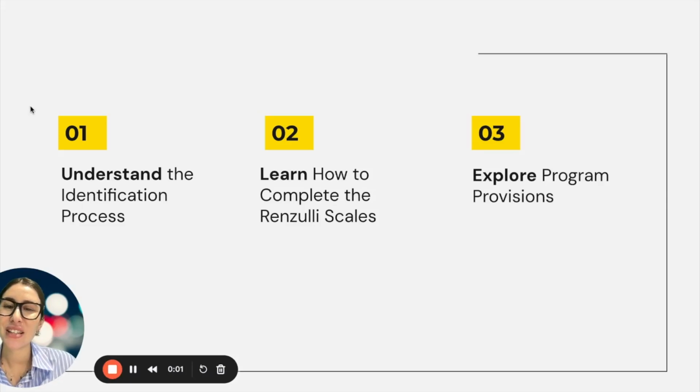Hello teachers, in this video I'll walk you through the Gifted and Talented Program identification process at BBS and how to complete the Renzulli scale survey in order to either identify or rate a student for the program. By the end of this video you should be able to understand the identification process that we currently have, learn how to complete the Renzulli surveys, and finally explore the different program provisions that we have in place for our Gifted and Talented program.